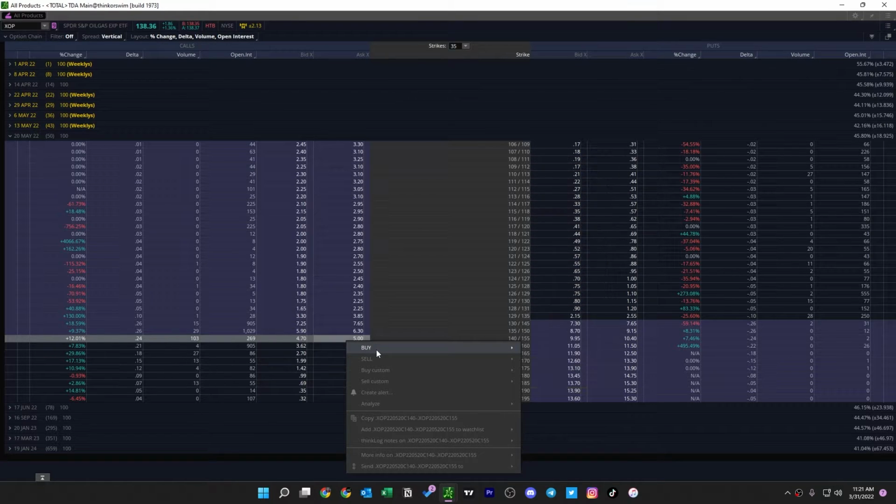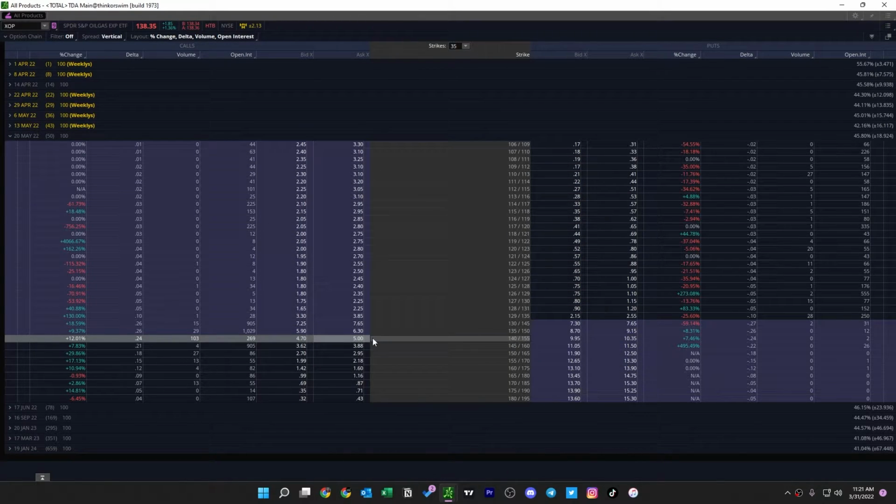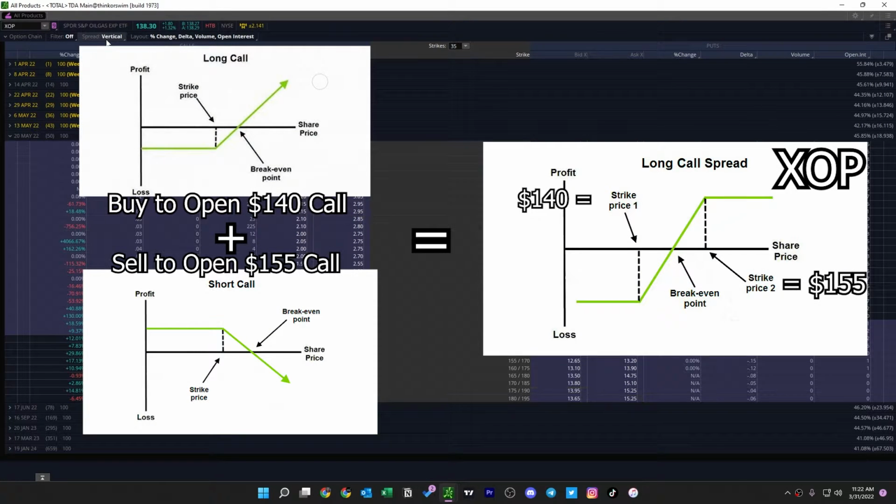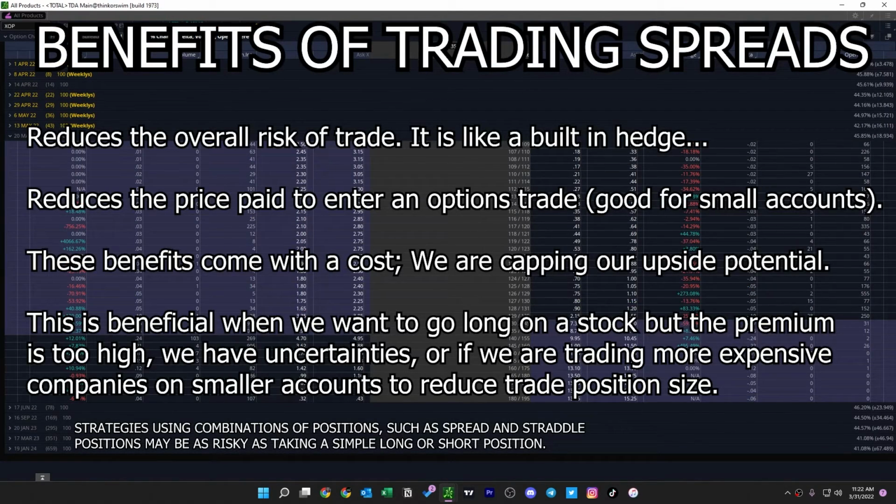Here's one way to open it: you can go in and click on the contract here. Basically, the way this works with the vertical spread is you're buying a call, and then you're selling a call that's a little bit further out of the money. And what that does is it reduces the risk of the trade. It also reduces the premium you pay, because when you sell a contract, you're collecting premium, and part of that proceeds goes towards the actual purchase of this contract.